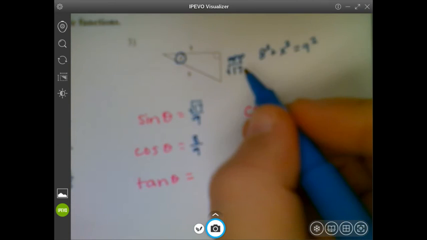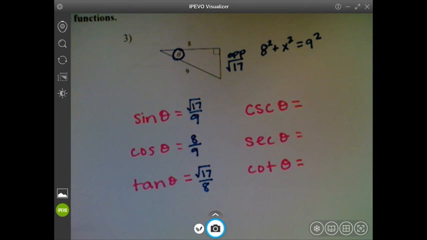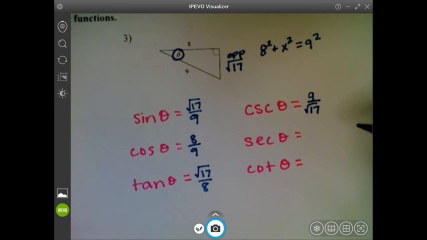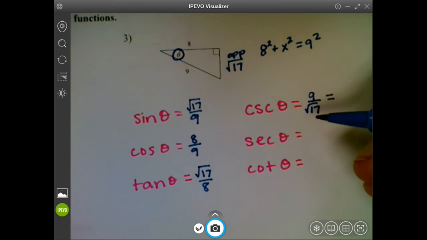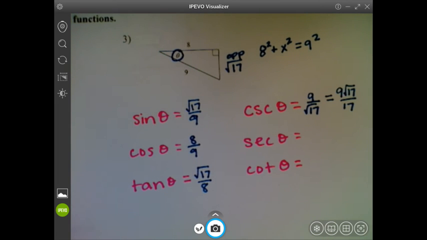And the tangent would be square root of 17 over 8, opposite over adjacent. And then for these three, if you just remember that it's the reciprocal, that would be 9 over the square root of 17. Now this one does need to be rationalized. So when you go to rationalize it, you're going to times by the square root of 17 and the square root of 17. So this will be 9 square root of 17 over 17.